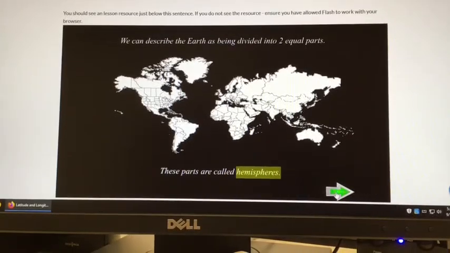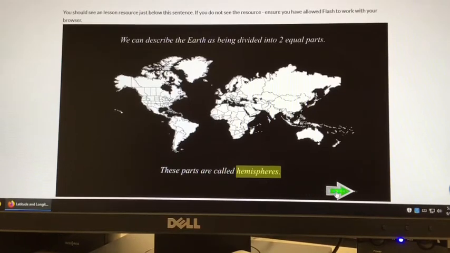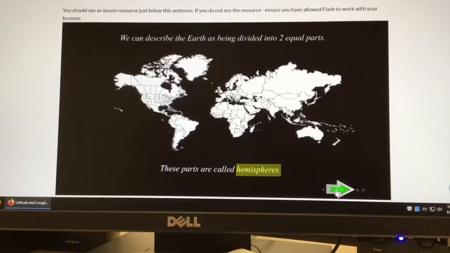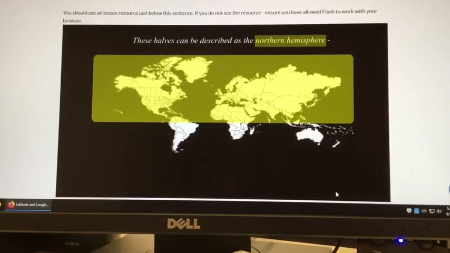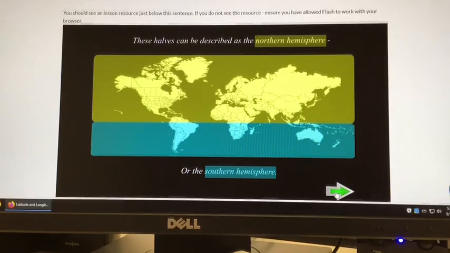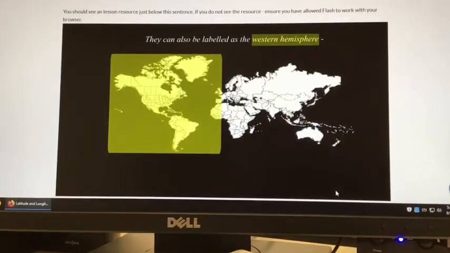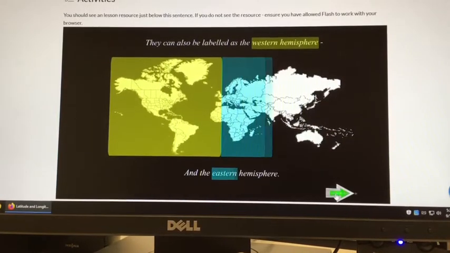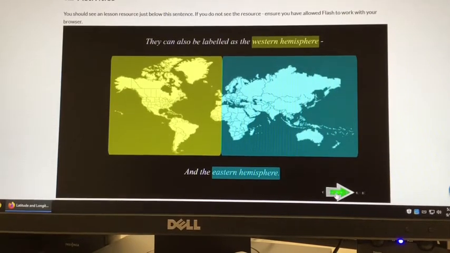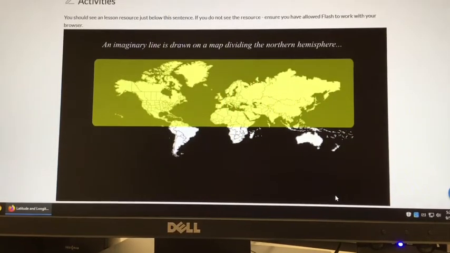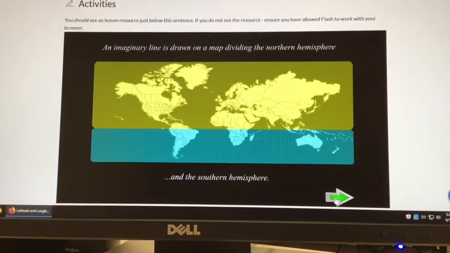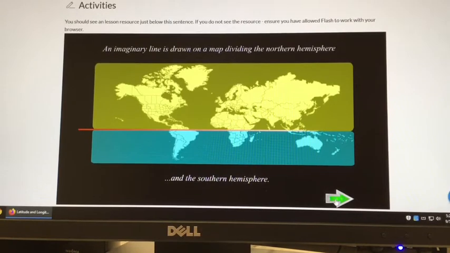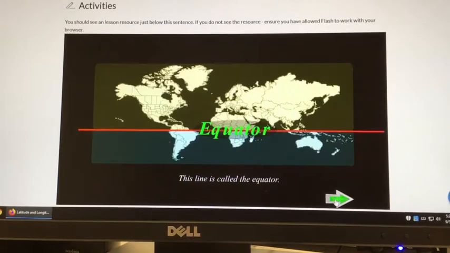We can describe the Earth as being divided into 2 equal parts. These parts are called hemispheres. These halves can be described as the northern hemisphere or the southern hemisphere. They can also be labeled as the western hemisphere and the eastern hemisphere. An imaginary line is drawn on a map dividing the northern hemisphere and the southern hemisphere. This line is called the equator.